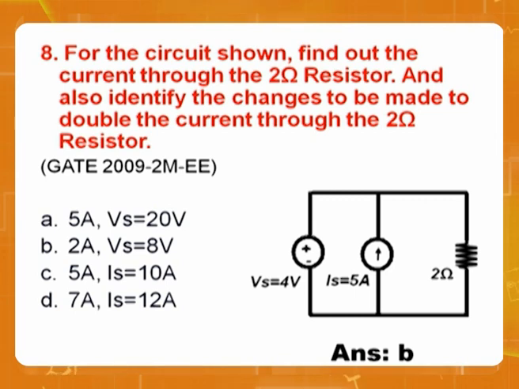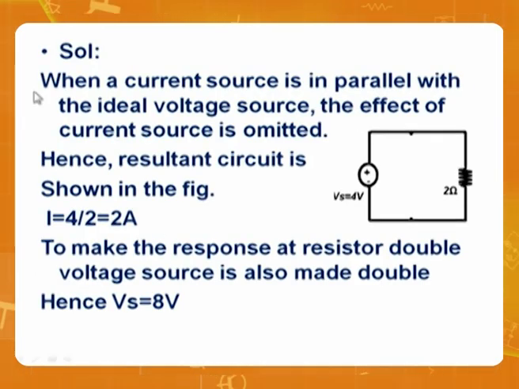Now let us see the solution. When a current source is in parallel with an ideal voltage source, the effect of the current source is omitted because it is in parallel. Then what happens? Only the voltage source comes into the picture. What is the current here? 4 by 2, 2 amperes. 2 amperes here.